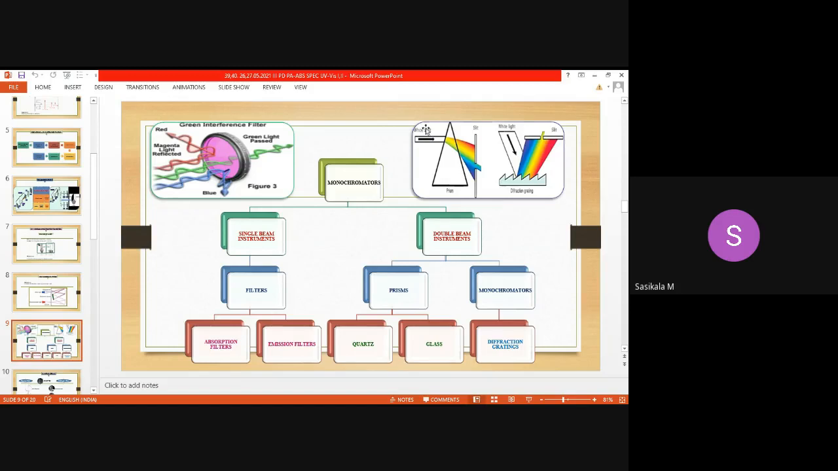When it rotates, it disperses the light into different wavelengths of radiation, and through the slit it passes only the required radiation. You can see the blue light only is passed, since only that range would have been fixed in the instrument, where other radiations will not be allowed to pass through the sample. So this is what the prism's function is.